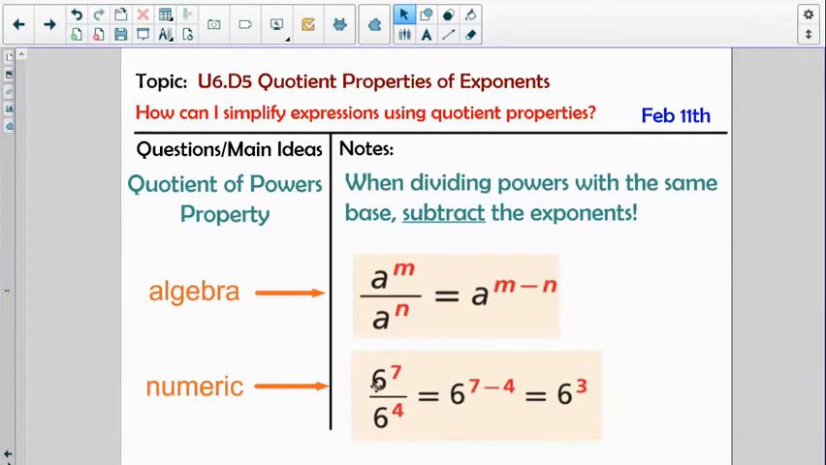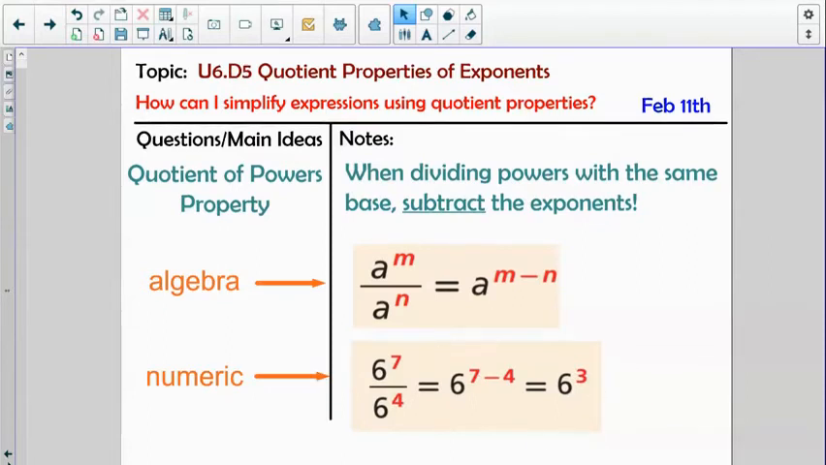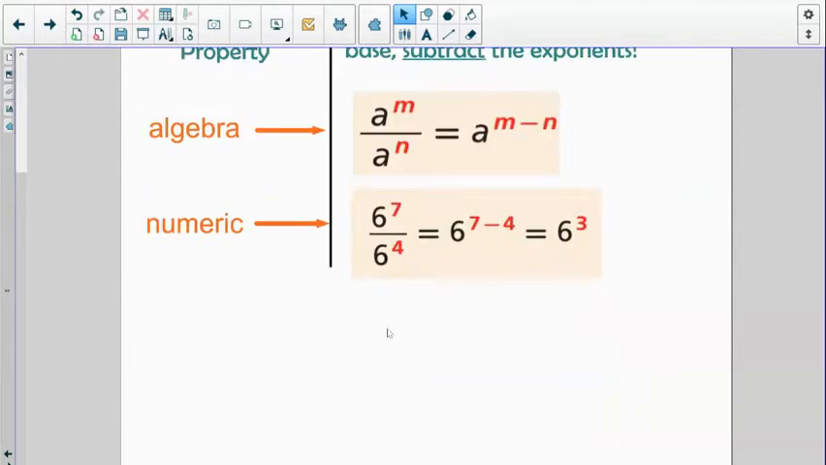Here's a numeric example. 6 to the 7th power divided by 6 to the 4th power. Notice both powers have a base of 6. So as we try to combine those, we just subtract the exponents to see how many are left, and we get 6 to the 3rd power. So why does this work?